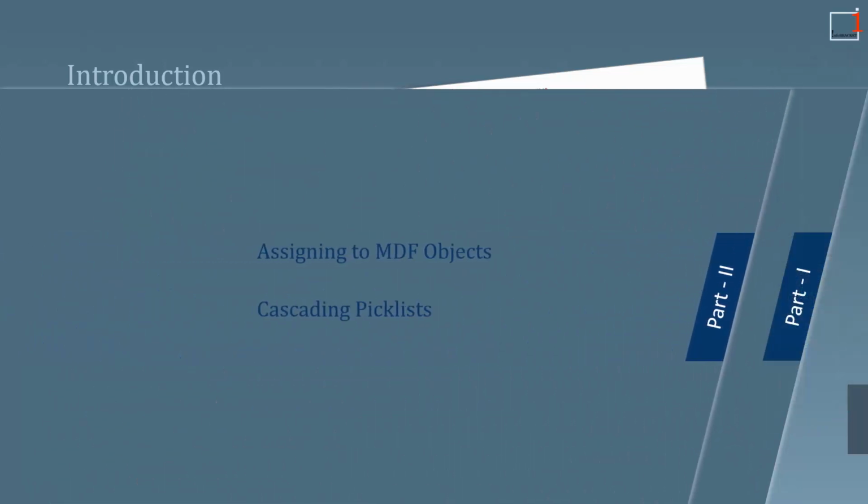In this video, we shall learn how to assign the pick list to an MDF object and also what is a cascading pick list. Remember, in part 1, we have created 2 pick lists and the same shall be used here as well.